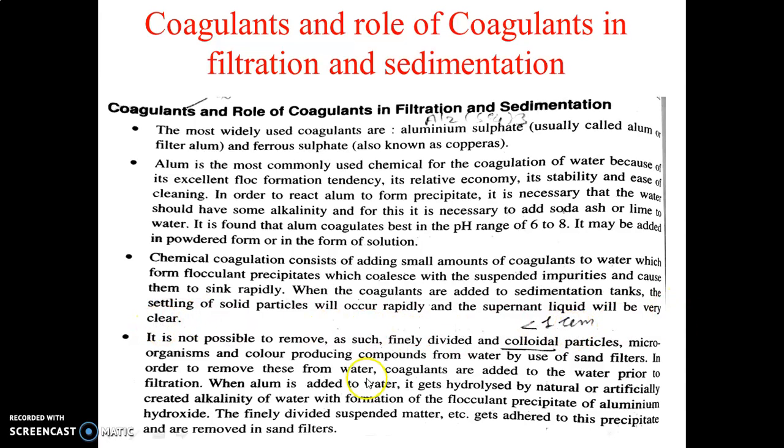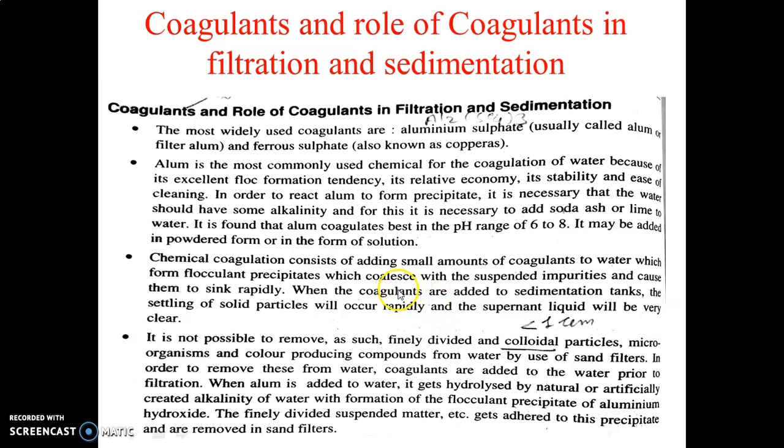Okay. So sometimes there are some colloid particles. What is meant by colloid particles? These have a size less than 1 micron. Maybe microorganisms, color producing compounds, or some finely divided solid particles. These particles do not settle in a gravity settling tank or sedimentation tank. So for that purpose we have to add the coagulants in that sedimentation tank.